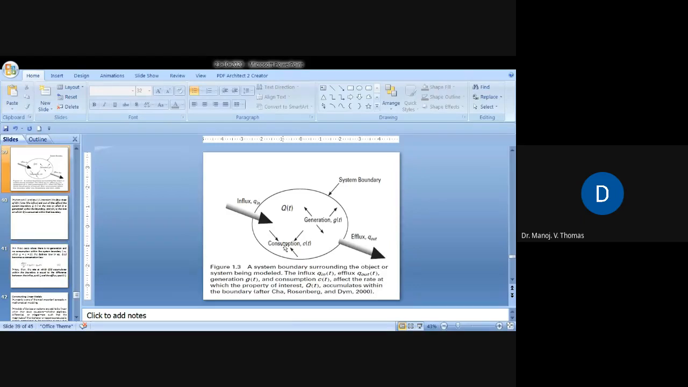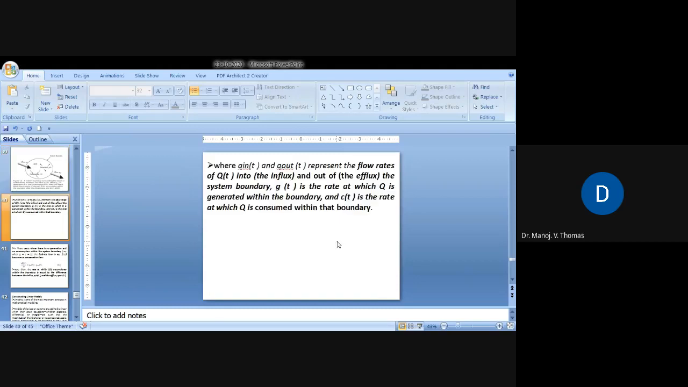this is the diagrammatic representation. So this is a system boundary. You have a system. Something is coming into the system, that is Q in, the influx, and something is going out. Say, for example, we are interested in finding the temperature. Inside the system, temperature may increase due to external factors and decrease due to internal factors. Something is coming into the system, something is going out of the system, and inside the system there may be consumption, and there may be generation. So all these parameters we consider, and we have identified the equation.